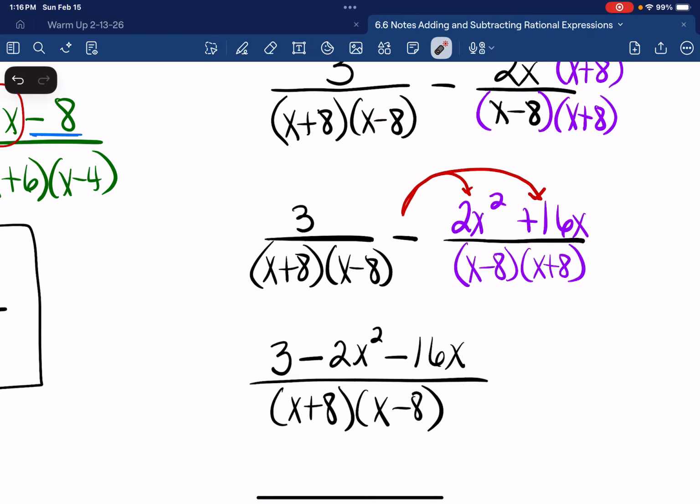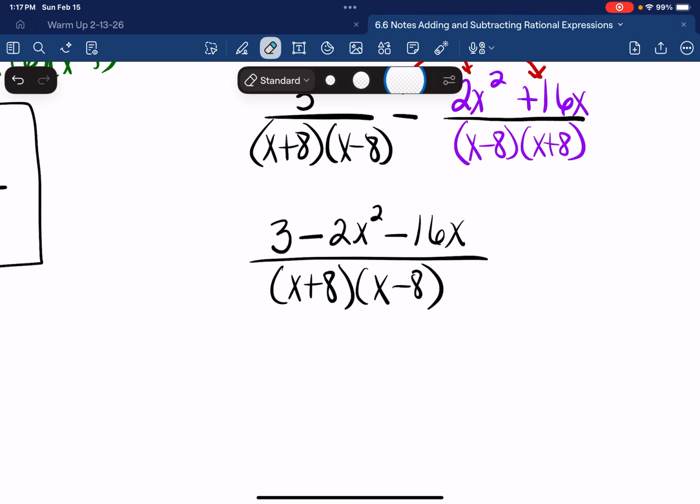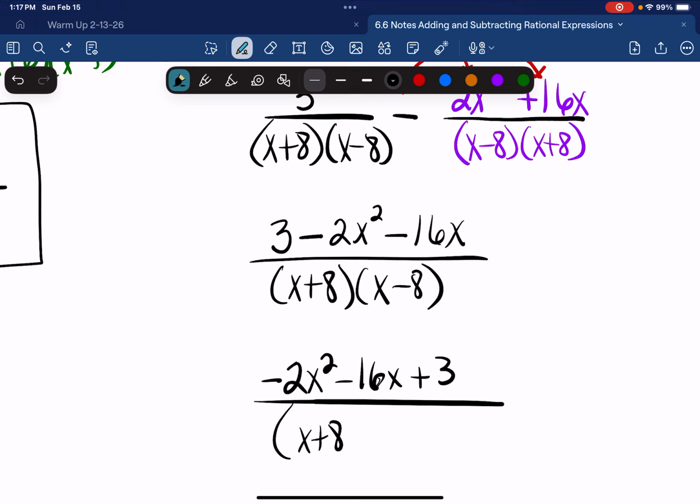Now, generally speaking, you would write this in standard form, right? You would write your term with the highest exponent first, and then work your way in descending order. But truly, this answer right here is correct. But let's go ahead and put our numerator in standard form. Negative 2x squared minus 16x plus 3 over x plus 8 times x minus 8.